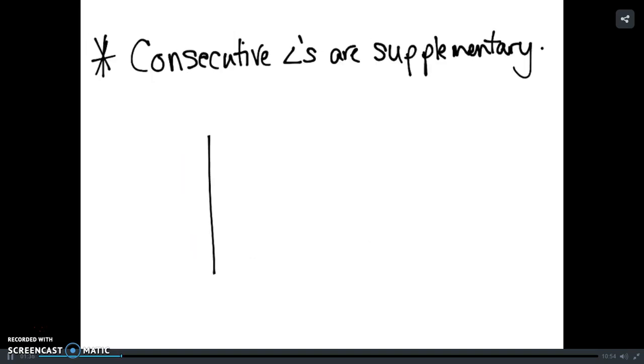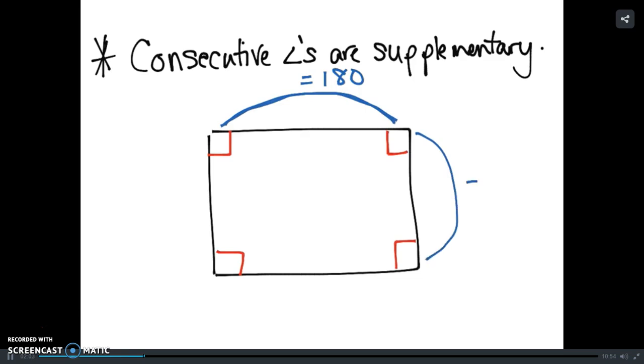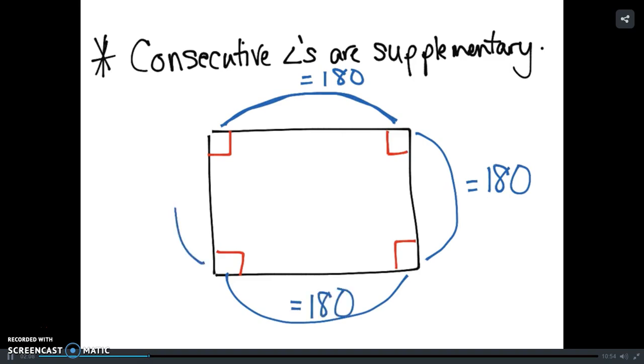Okay. We also have consecutive angles are going to be supplementary. And remember that consecutive angles are angles that are next to each other. So that would mean, like these two angles, if you add them up, they would equal 180. These two angles, if you add them up, they would equal 180. These two angles, if you add them up, would equal 180. And these two angles, if you add them up, would equal 180. And that's what supplementary means, is that the angles will add together to equal 180.